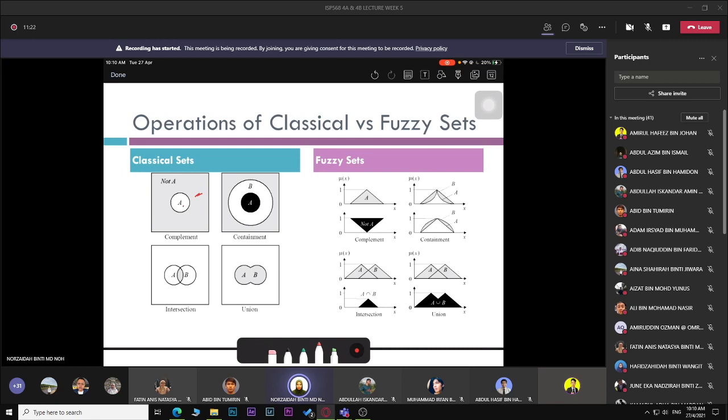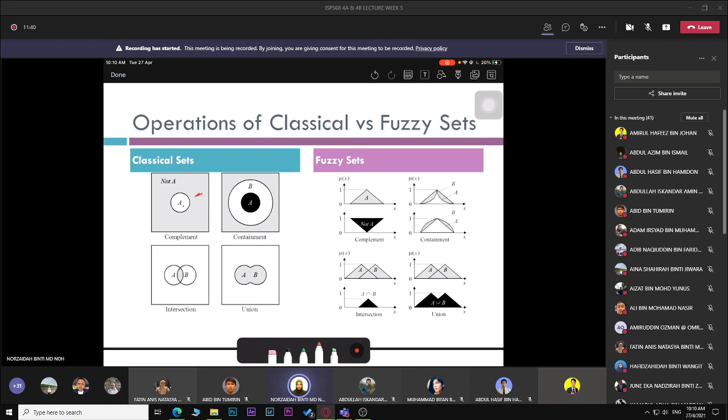Okay, and then we look at fuzzy sets. How does it look like? Okay, when you use fuzzy sets, we always look at the membership graphs. So when it is drawn in the graph, you have to see that the fuzzy set has been changed, so it will look a little bit different.